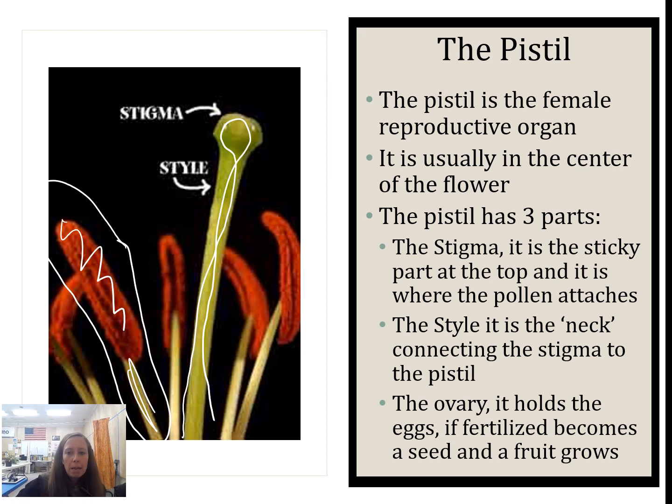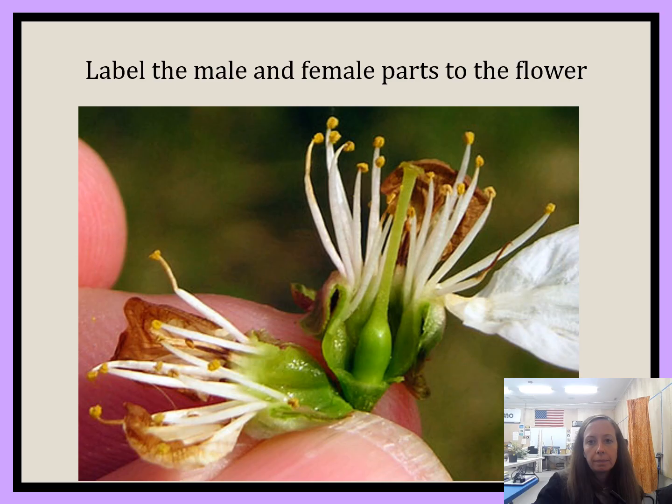It has three main parts. It has the stigma, which is the top part, and it's sticky because the pollen attaches to it. It has the style, which is this part that goes up and down. And then at the bottom, it's going to have the ovary. We can see it in the other picture, because the ovary is what contains the eggs and where the pollen goes to fertilize them.